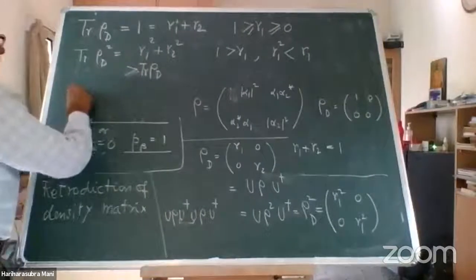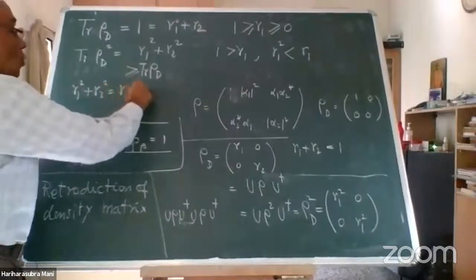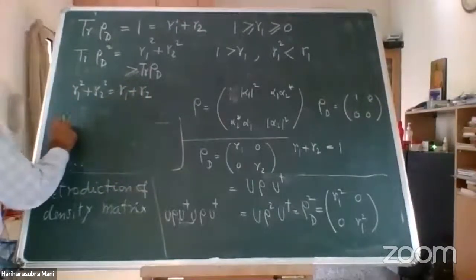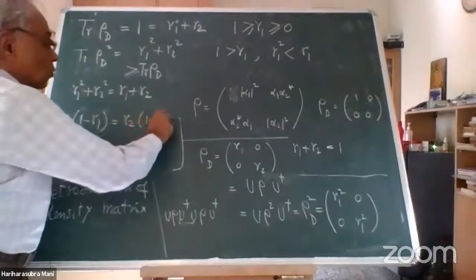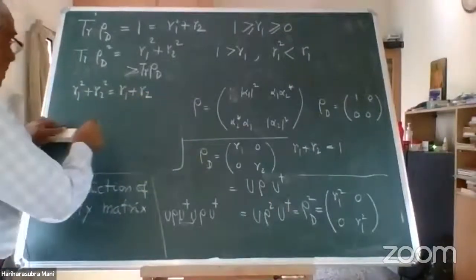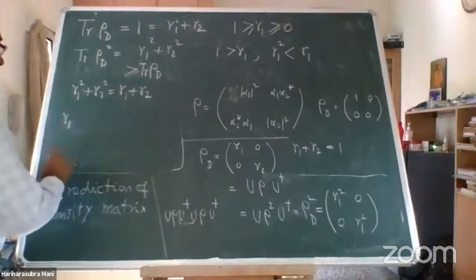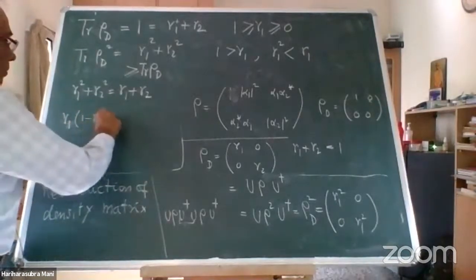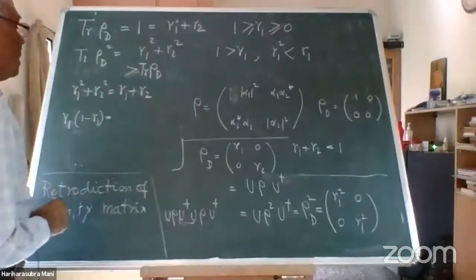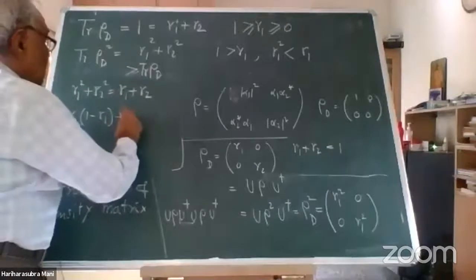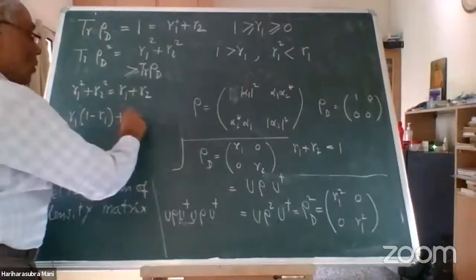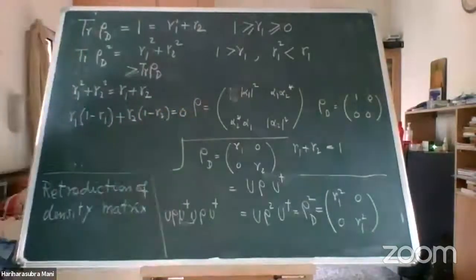When will the two be equal? R1 squared plus R2 squared equal to R1 plus R2. When can this happen? When I take it this side, I get R1 into 1 minus R1 plus R2 into 1 minus R2, equal to 0. Correct?